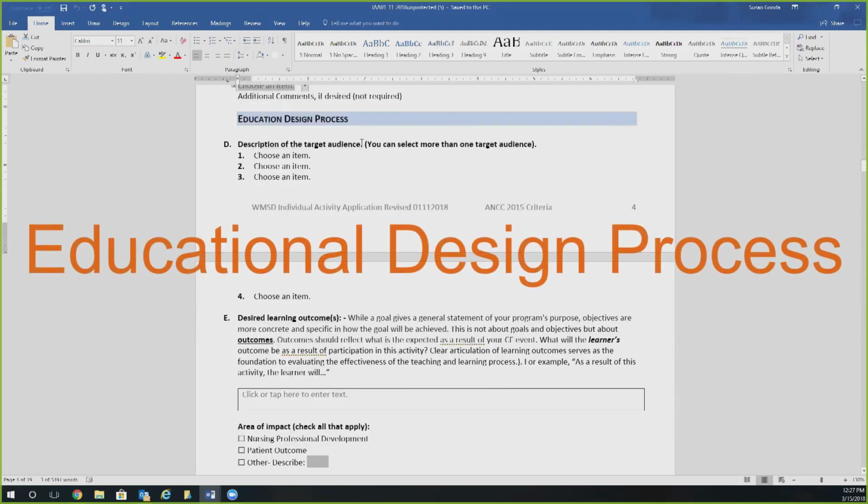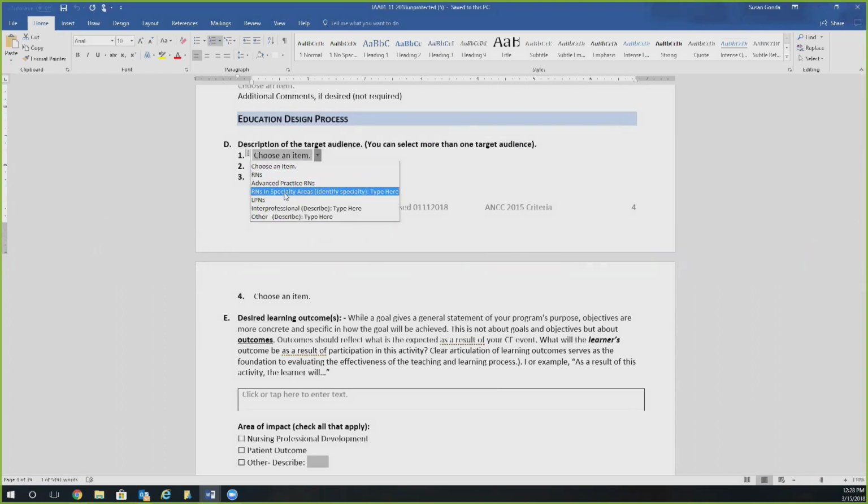For the educational design process, you want to describe your target audience. We've given you a number of drop-down boxes and a bunch of people that you can select that you are targeting. So it's always kind of for nurses because otherwise you wouldn't be completing this application.